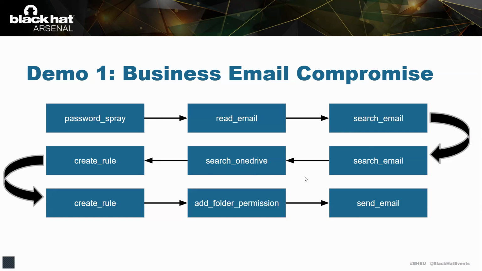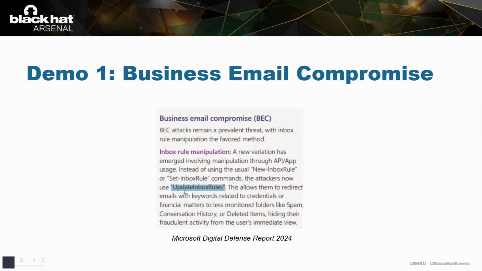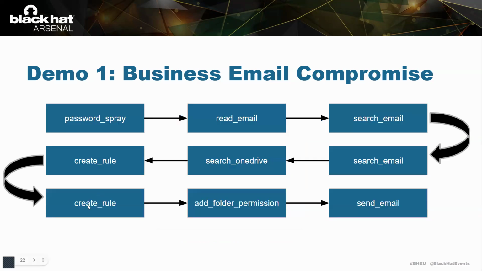Then they move on after the enumeration and understanding the environment by reading emails, reading files and downloading files. They move on to persistence, where they're going to create rules. As you can see here, I have 2 ways of creating rules. Why? Because one of them will be using the REST API, and the other one is going to use that method mentioned by Microsoft, the UpdateInboxRules. And we're going to see how that looks different in the logs.